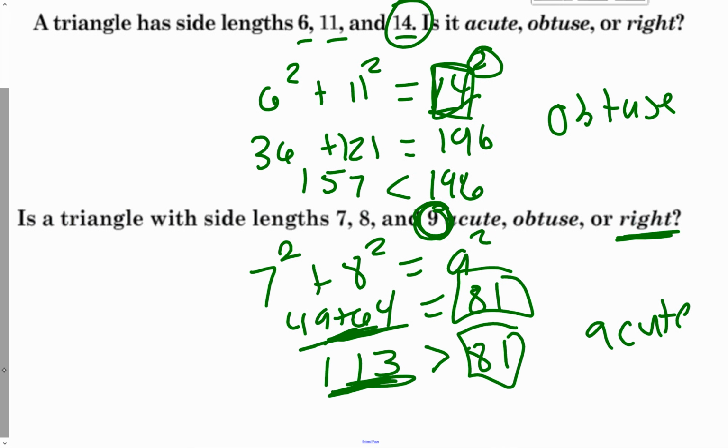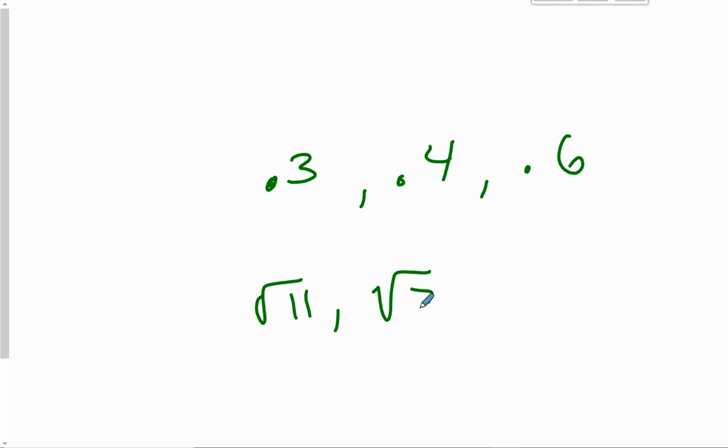Let me give you a got it real quick. Take these numbers: 0.3, which you can square, 0.4, which you can square, and 0.6. You could test that. Or you could do these three: the square root of 11, which you can square, the square root of 7, which you can square, and 4.